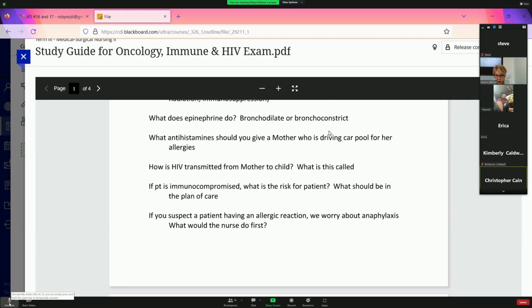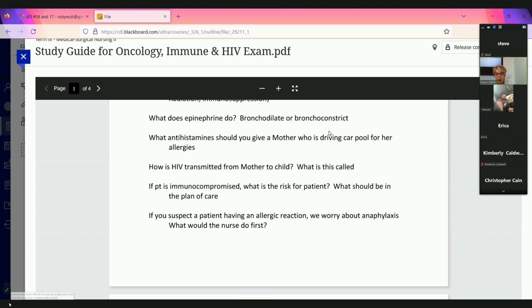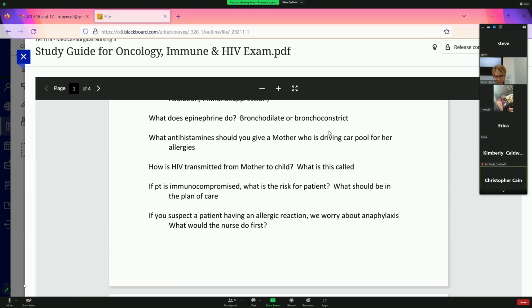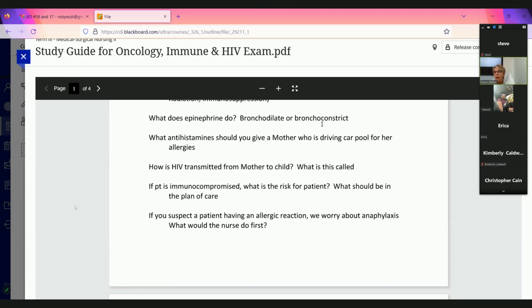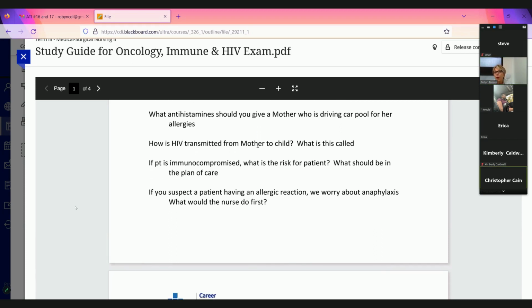What does epinephrine do? Bronchodilate or bronchoconstrict? Bronchodilate and vasoconstrict, right? It bronchodilates, opens the airways. That's why we give it to patients with anaphylactic shock. We give them O2, we give them epinephrine, and it bronchodilates, opens the airways. If you had a mom driving carpool, would you put her on Benadryl or Claritin? Claritin, right, because Benadryl is sedating.